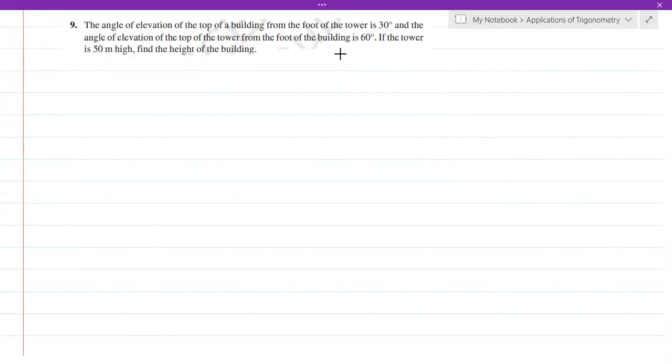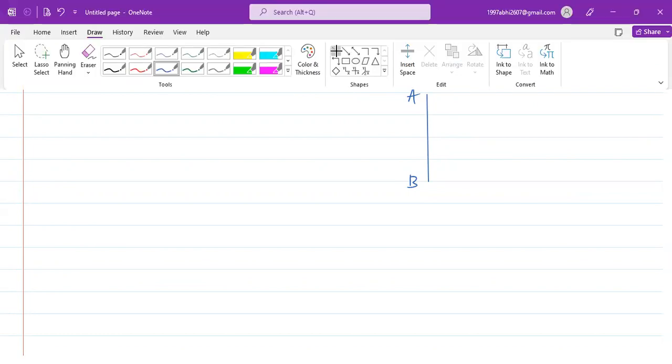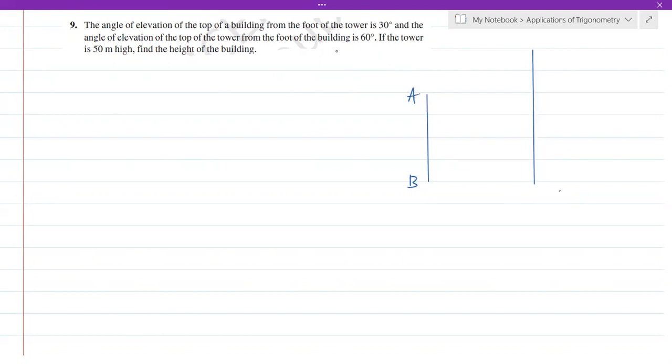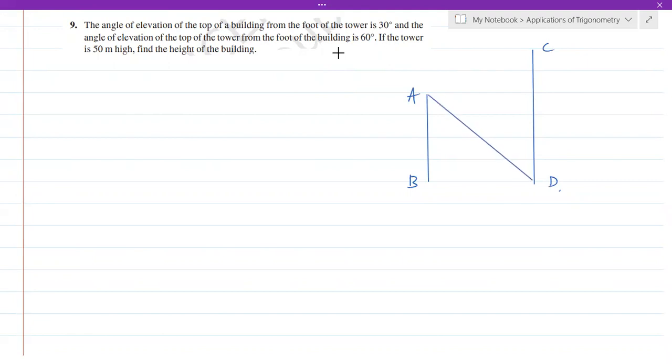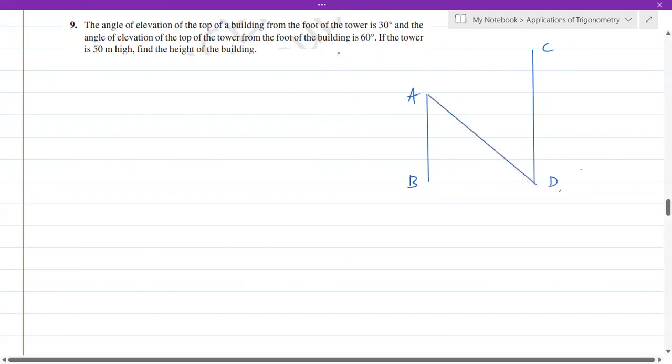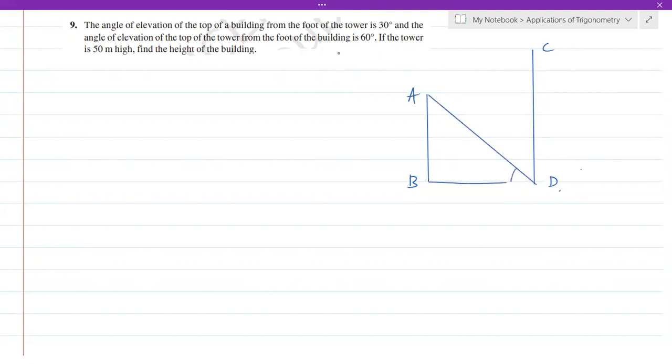So let's say AB is the building. And let's say this is the tower. CD is the tower. Now we are watching the top of the building from the foot of the tower, isn't it? So this angle is with respect to the ground. This angle is found to be how much? 30 degrees. And the angle of elevation of the top of the tower from the foot of the building. Foot of the building is B. From the foot of the building, we are watching the top of the tower.